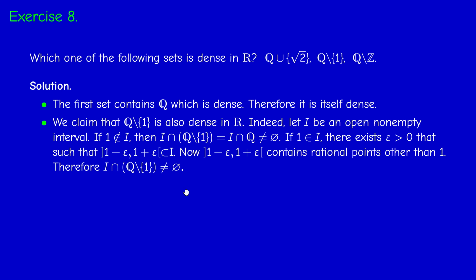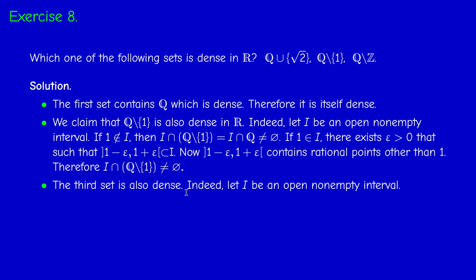So in all cases, this open interval meets Q without 1. So by a corollary of proposition 1.8, Q without 1 is dense. And for the other set, the idea is similar. We take a non-empty open interval and distinguish between two cases.